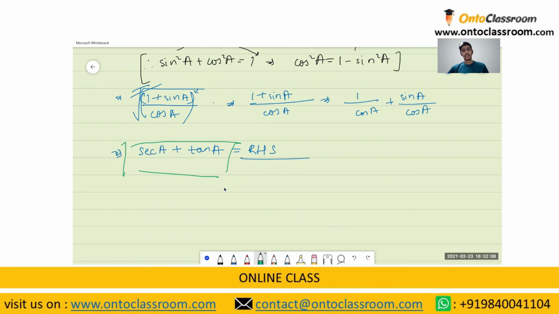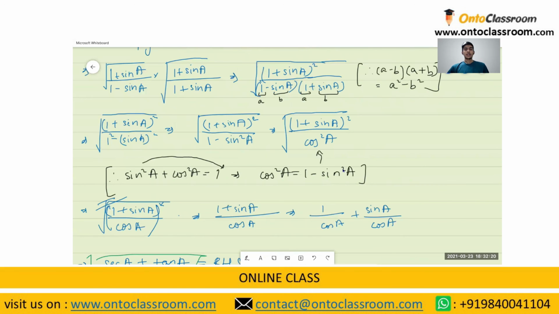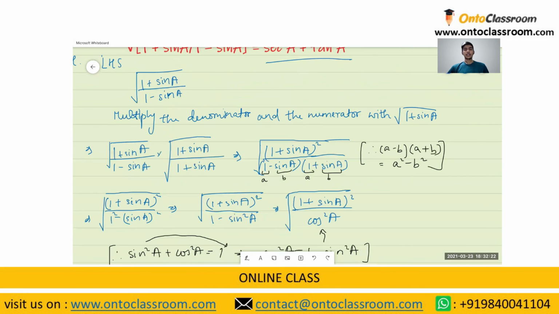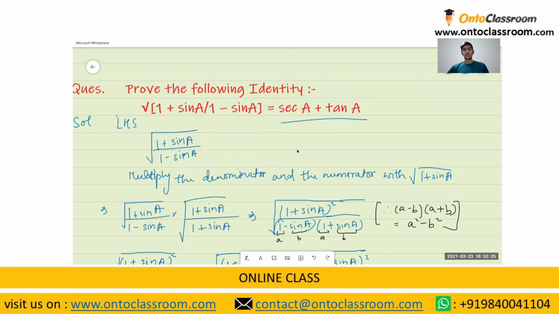So we will simply write here, hence proved. Here you all can see that we use the approach of using various trigonometric identities as well as algebraic expressions. That made it easy for us to solve the given equation or to prove this. So we got this at the end.